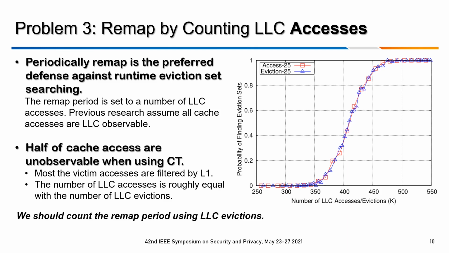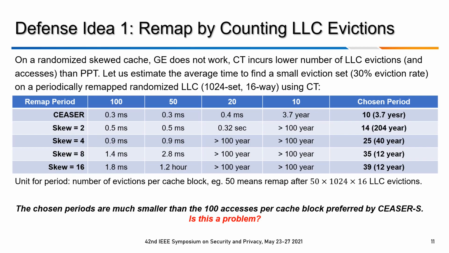As the result shown in the figure, when using the CT algorithm, the number of the LLC accesses is equivalent to the number of evictions, and is only half of the total cache accesses. This is because almost all accesses to the victim data are served by the L1 cache alone. The period estimation in CEASER is wrong, and we propose to count the remap period by LLC evictions rather than LLC accesses. According to our experiment, GE does not work on randomized skewed caches. CT incurs lower LLC evictions than the PPP algorithm, therefore the remap period should be estimated targeting the CT algorithm.